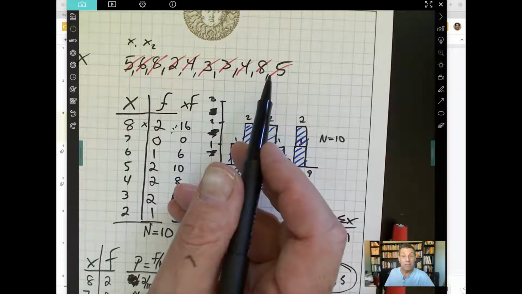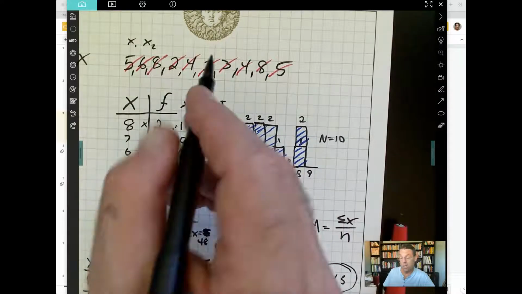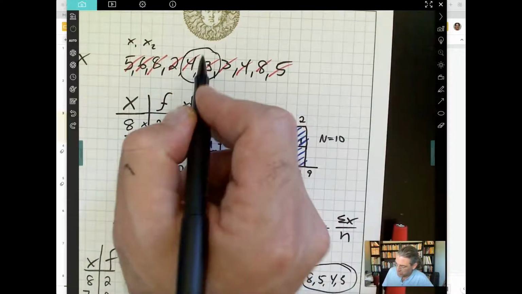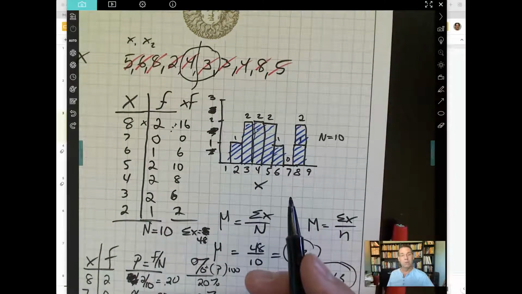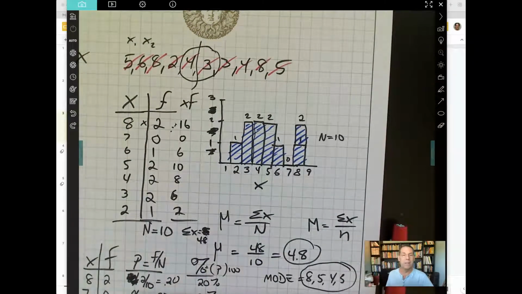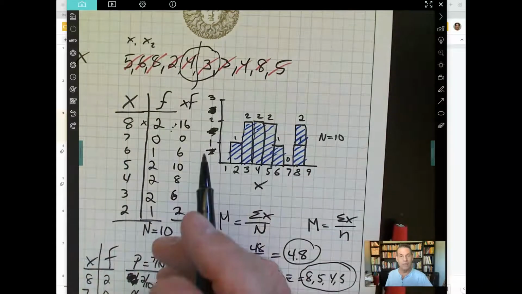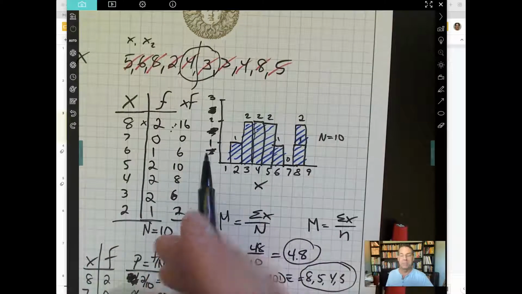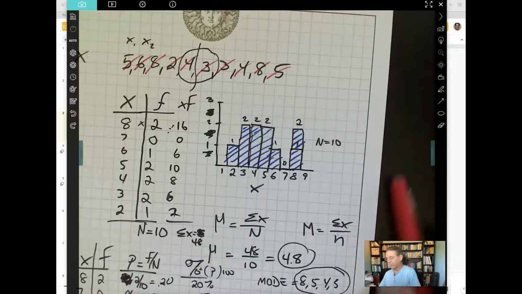It's an even number, yes, 10, but these scores are not in order. If you found those two middle scores, that would be those two. But those aren't in order yet, and so your median is not 3.5. Okay, so just be careful for that.